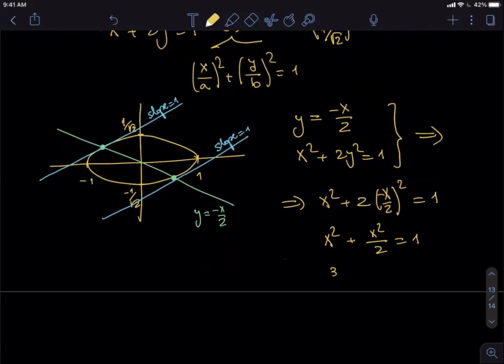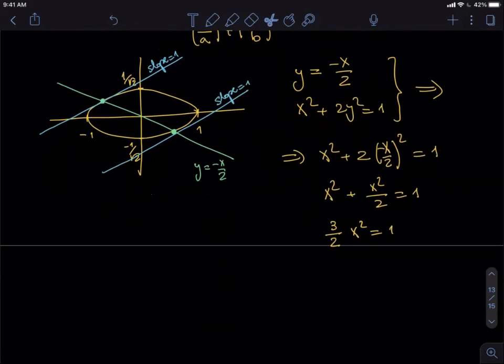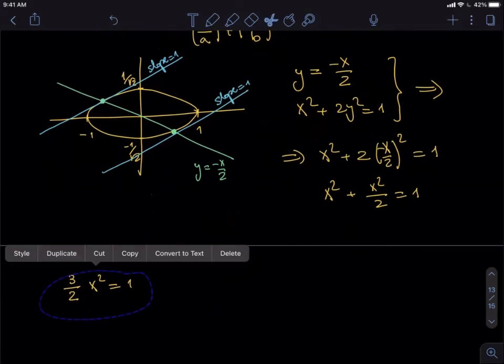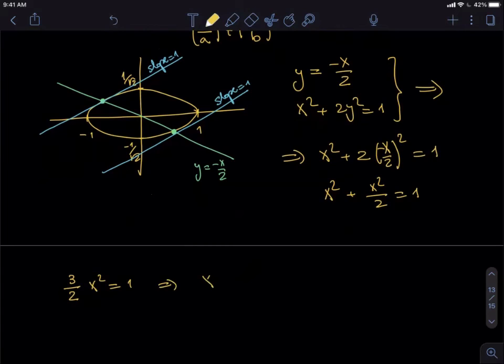That means 3/2 x squared equals 1. Let's move it over here. That means x squared equals 2/3. That is x equals plus or minus the square root of 2/3.